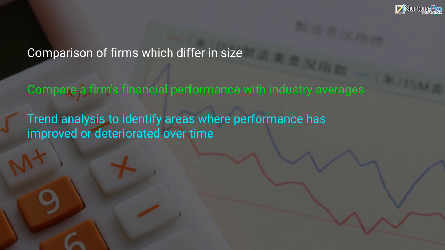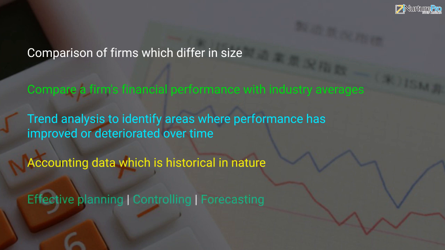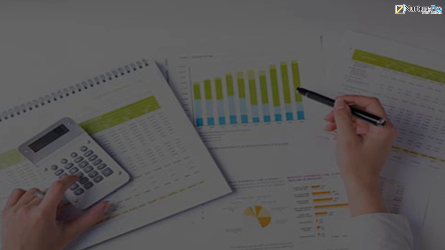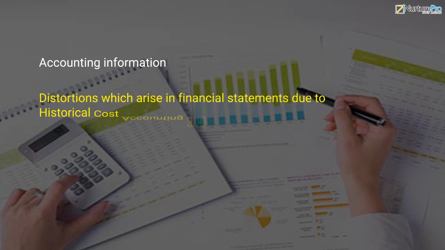The ratio analysis is made on the basis of the accounting data, which is historical in nature, but still trends displayed by ratio analysis facilitate effective planning, controlling, and forecasting. Ratio analysis is based upon accounting information, hence its effectiveness is limited by the distortions which arise in financial statements due to historical cost accounting and inflation.